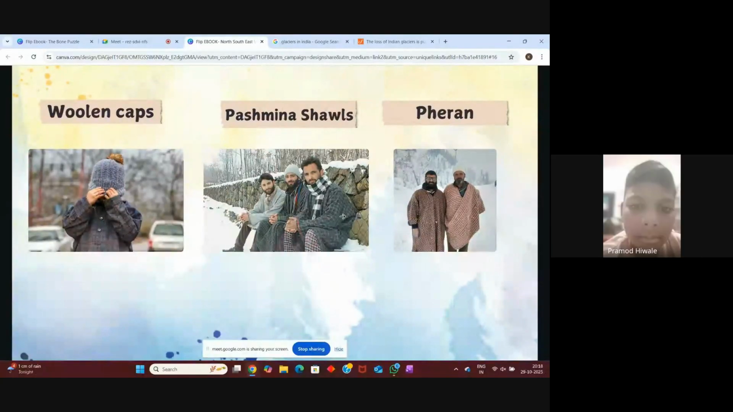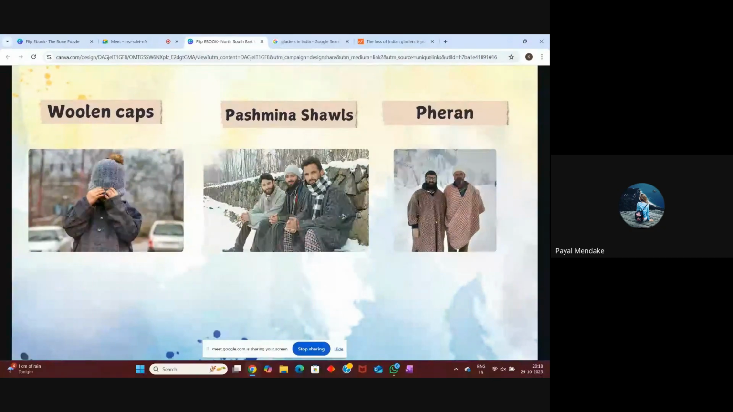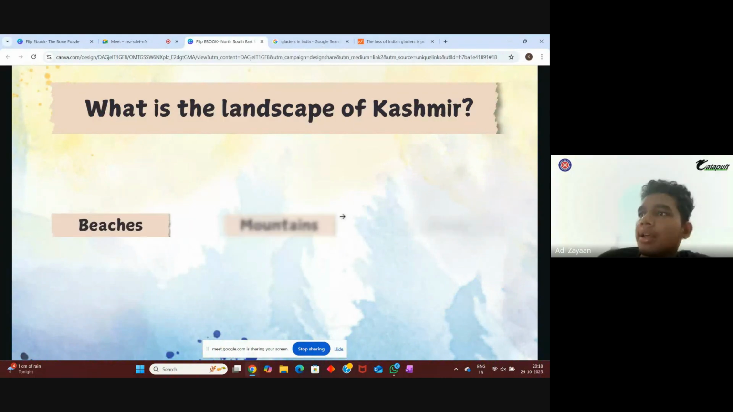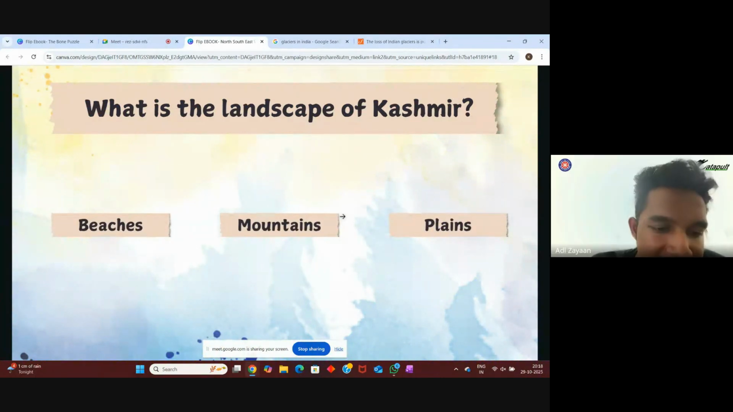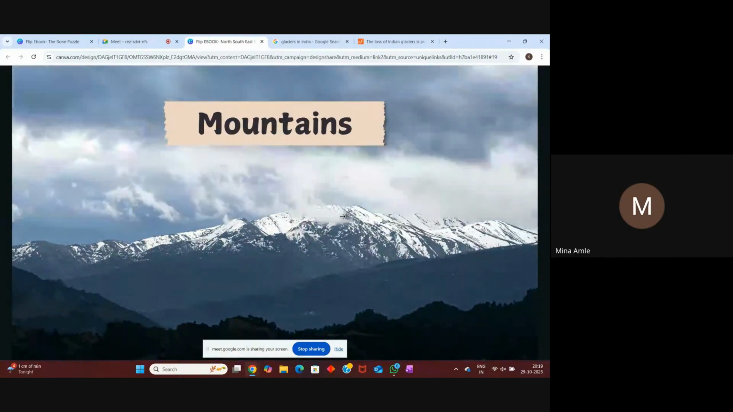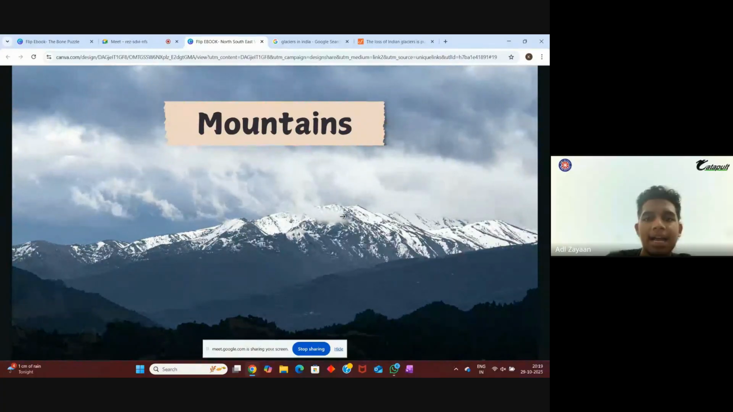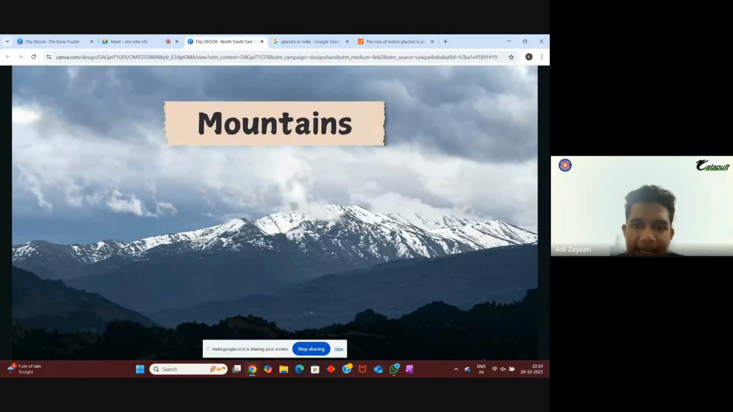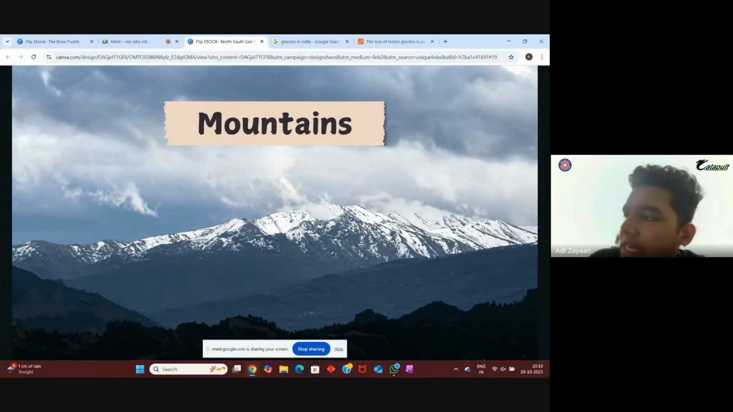Woolen cap. Yeah, correct. So what is the landscape of Kashmir? Beaches, mountains, plains. Which is the answer? Mountain. Yes, correct. So the picture that you see in the background is of mountains in Kashmir.